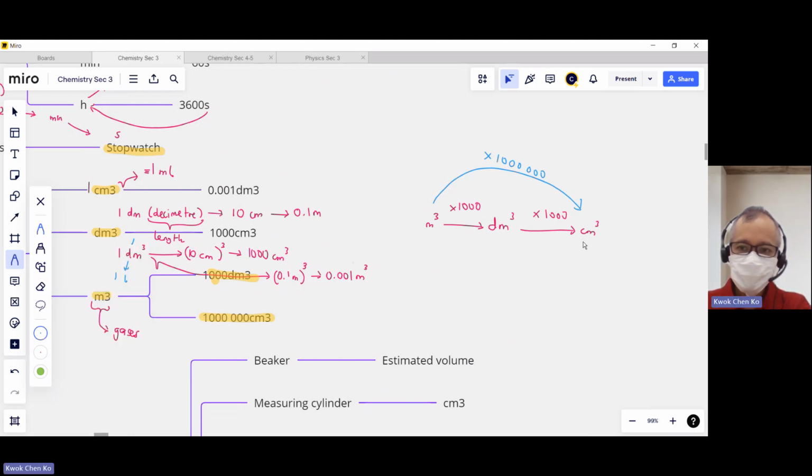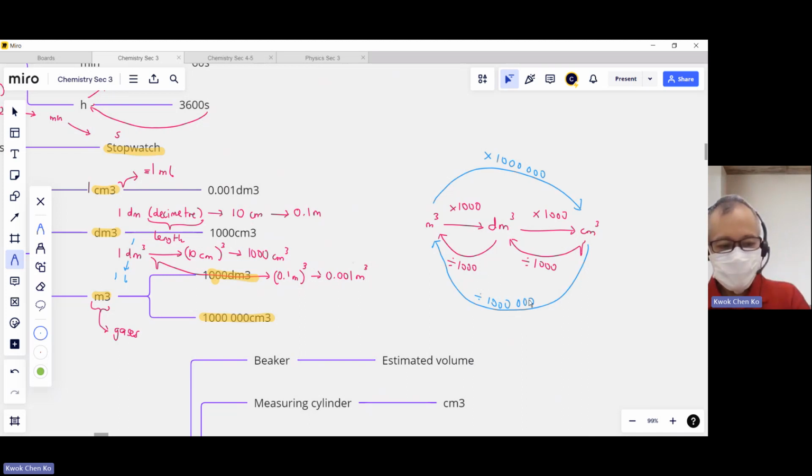Now, of course, the reverse is true. From cm cube to dm cube, I divide by 1,000. dm cube to meter cube, I divide by 1,000. And from cm cube all the way to cubic meter, I divide by 1 million. Be familiar with all these conversions because you will see all 3 units being used in chemistry.